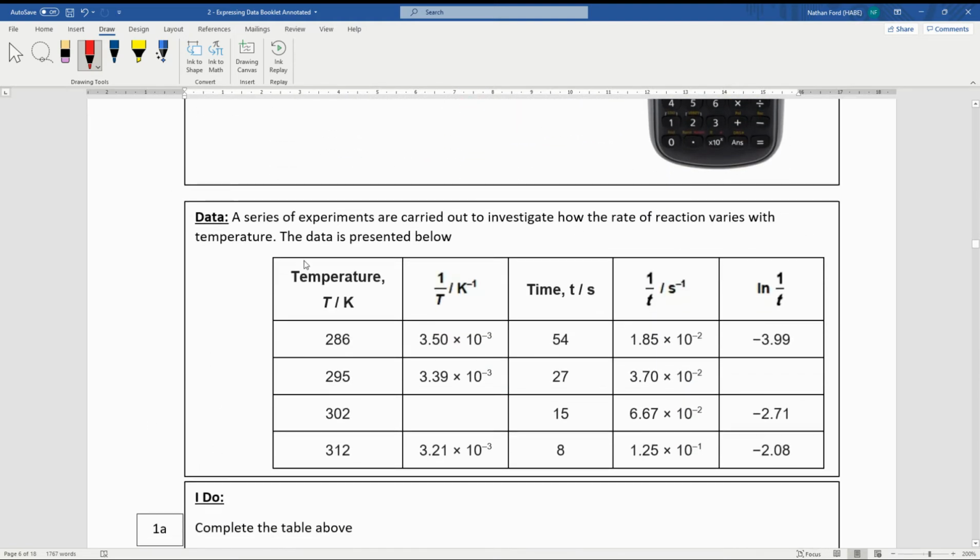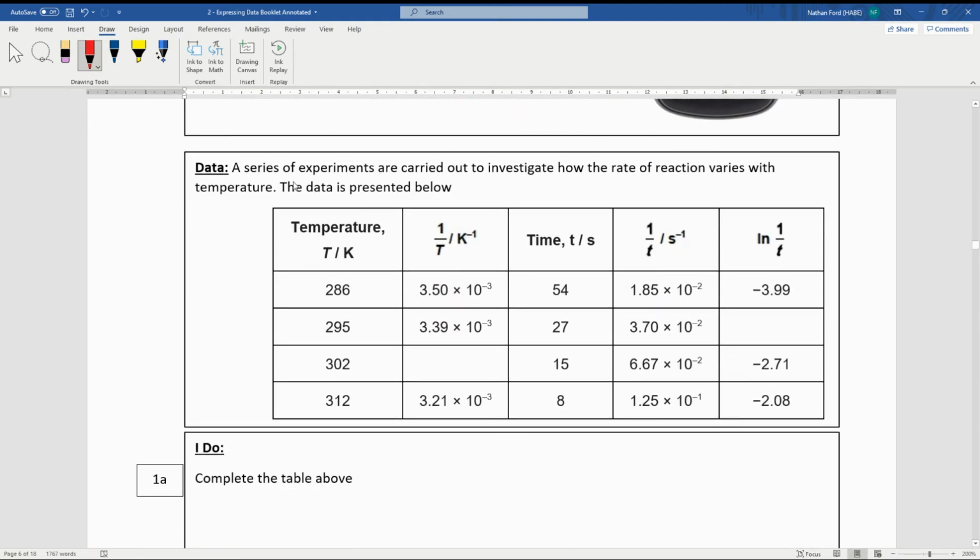So here is a question that we have. A series of experiments are carried out to investigate how the rate of reaction varies with temperature. What they get is these values here, and these values here. Now this is a very specific type of calculation. I think this one's in chemistry, but in this column, it tells you this is 1 on t. So if you type into your calculator 1 divided by 286, you get this value.